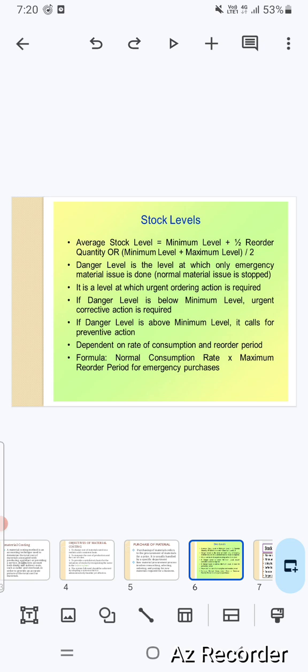Next, we have danger level. Danger level is a level at which only emergency material issue is done. It is a level at which urgent ordering action is required. If danger level is below minimum level, urgent corrective action is required. If danger level is above the minimum level, it calls for preventive action. It depends on the rate of consumption and reorder period. So the formula for that is normal consumption rate into maximum reorder period for emergency purchases.